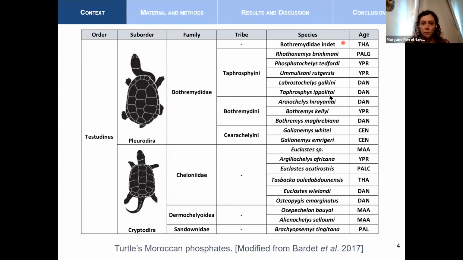The phosphates of Morocco hold a big amount of turtles. As you can see here, it is the list of all the turtles found in Morocco, and we can find these two suborders. We will try together to search whether our turtle can be attributed to one of these species.